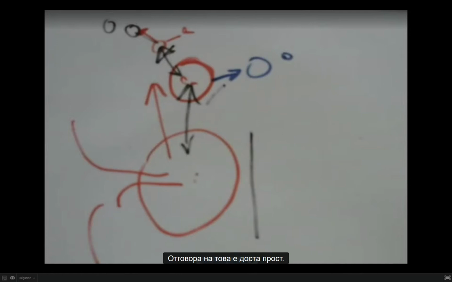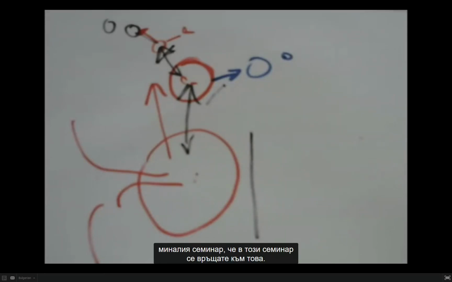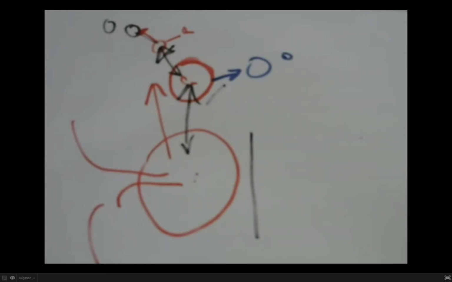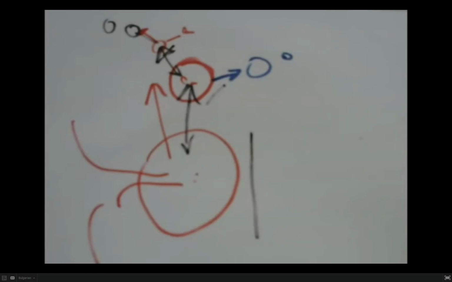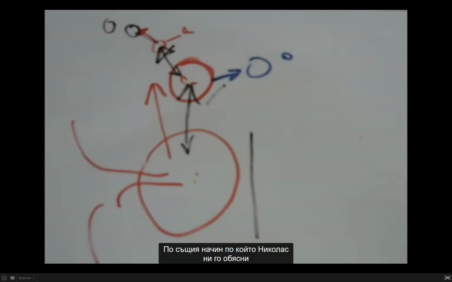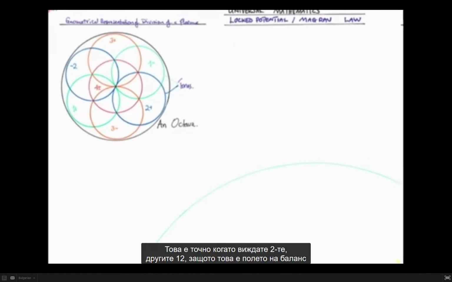The answer to this is very simple. As you hopefully understood in the last session, which you are referring back to, the 2 have already created the 12, but you are not wise and you're too materialistic to see it. It's the same way as Nicholas explained to us how one principle circle divided into 12 fields. That's exactly when you see the 2, the other 12, because that's the field balance.